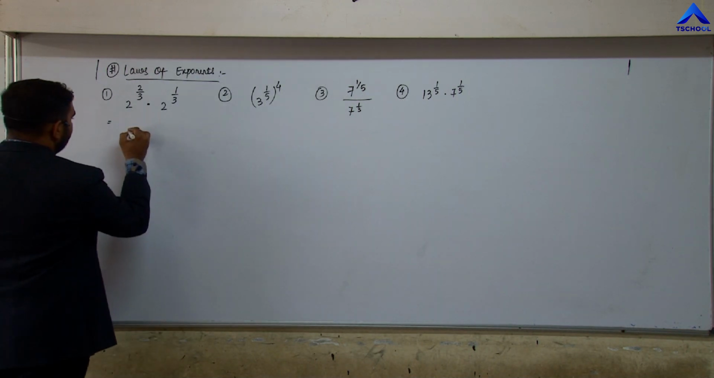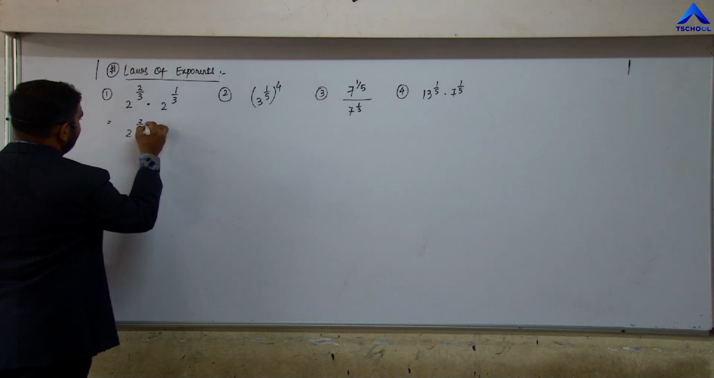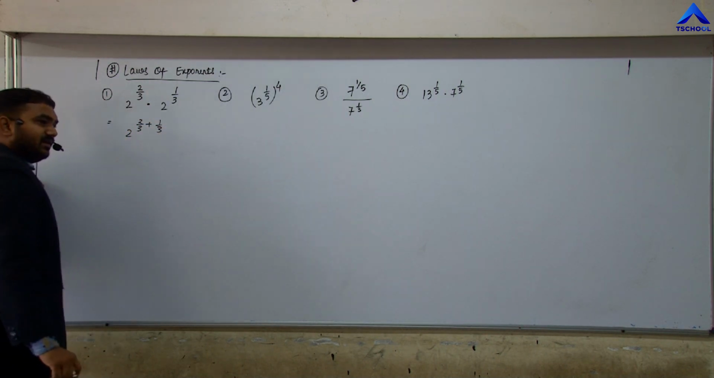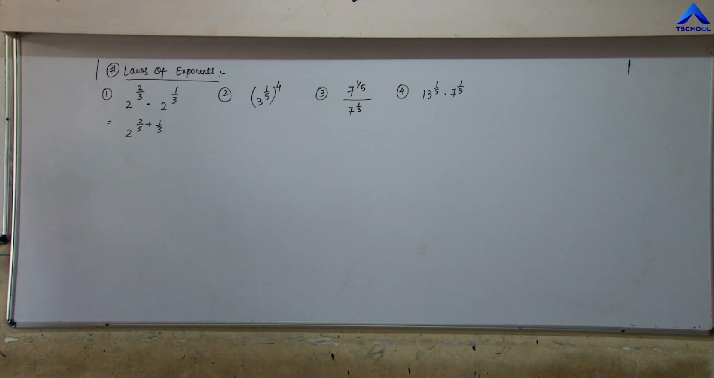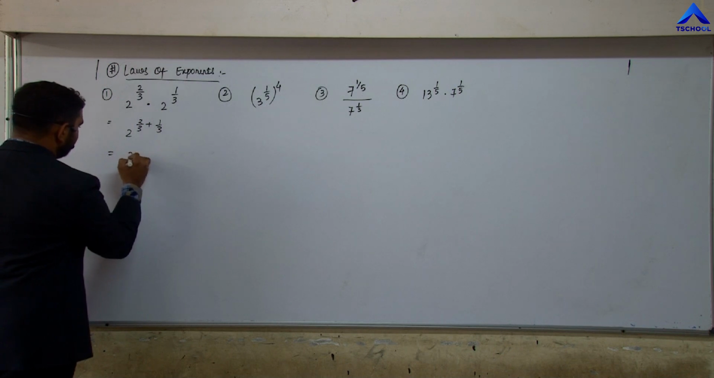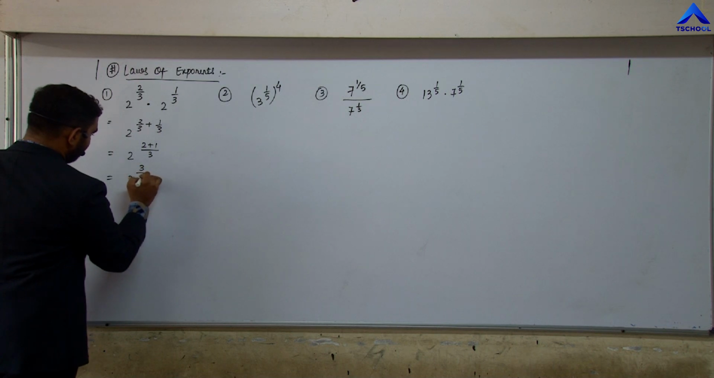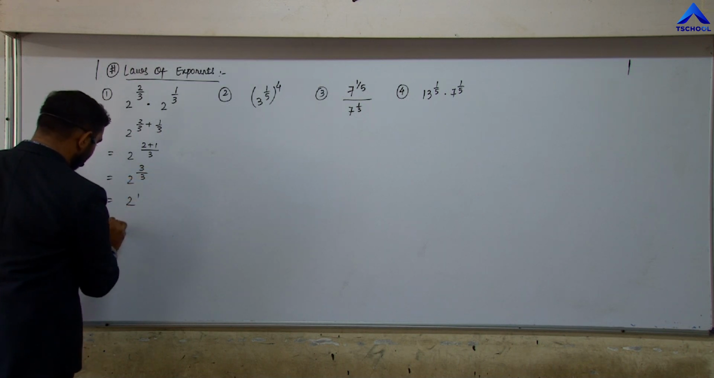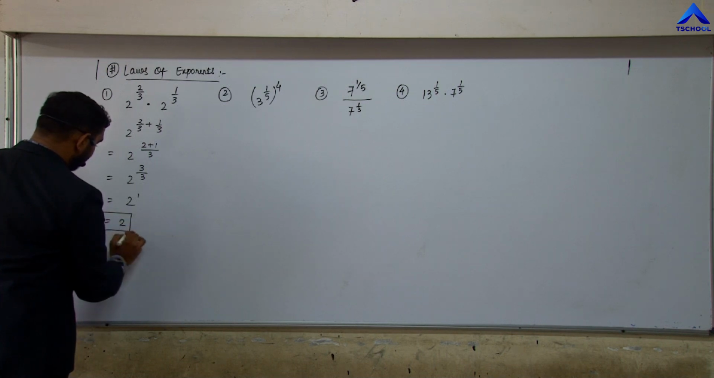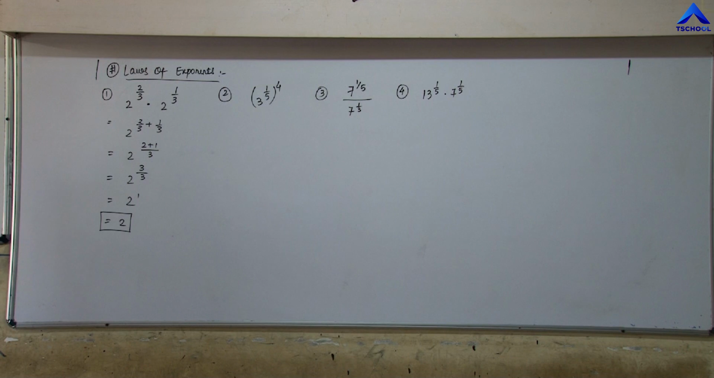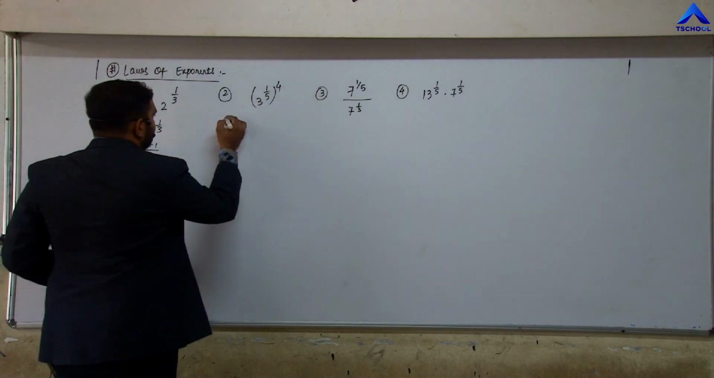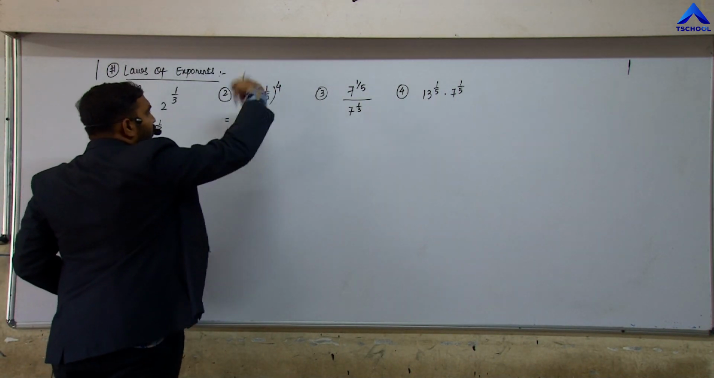Okay, the base will be common and the powers will be added, that is 2 upon 3 plus 1 upon 3, right? So that is 2 raised to 2 upon 3 plus 1 upon 3, and that gives me the common denominator 3 in both the fractions, that is equal to 2 raised to 2 plus 1 upon 3, which is 2 raised to 3 upon 3, that is 2 raised to 1, and this can be written as 2. So finally friends, 2 raised to 2 upon 3 into 2 raised to 1 upon 3 can be written as 2. Here the second one is a raised to m whole raised to n.